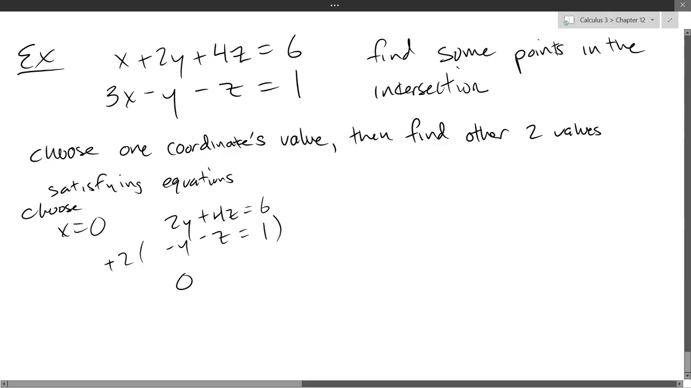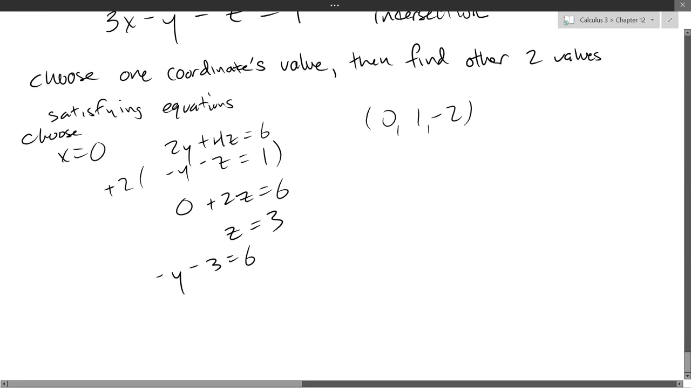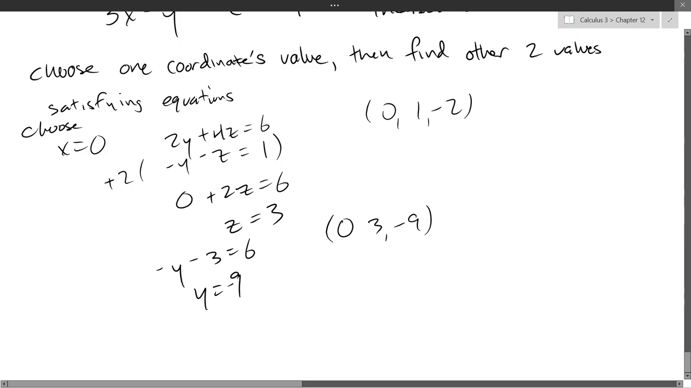0, 1, negative 2. That'll probably work. 0, y. All right, any more? Anybody feel good about their answer? 0, negative 5, 4. All right, so there's three of them.